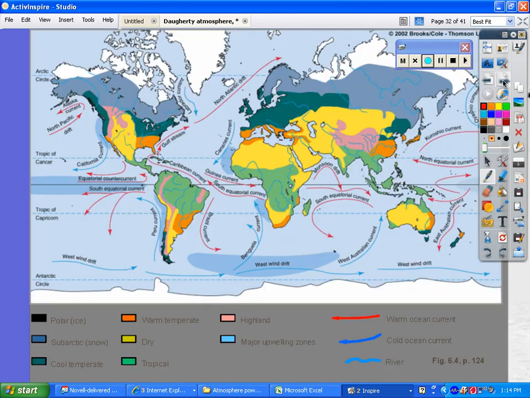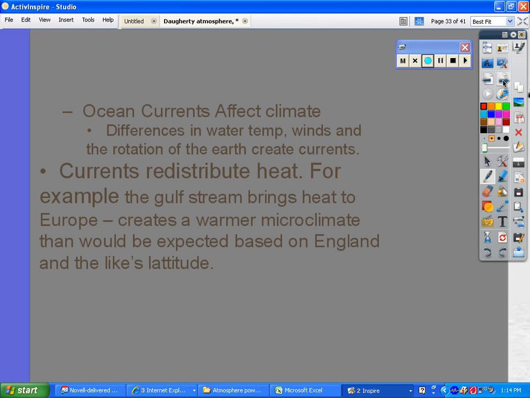Okay, we've already looked at that. Okay, so here it just says ocean currents affect climate. Differences in water temperature, winds, and the rotation of the Earth create these currents. And again, they redistribute heat. Something that's really important, I do want you to know about this, because this is a very important current, is the Gulf Stream.